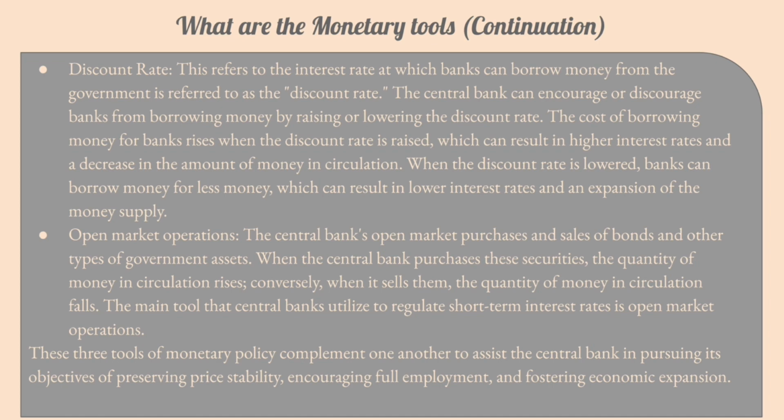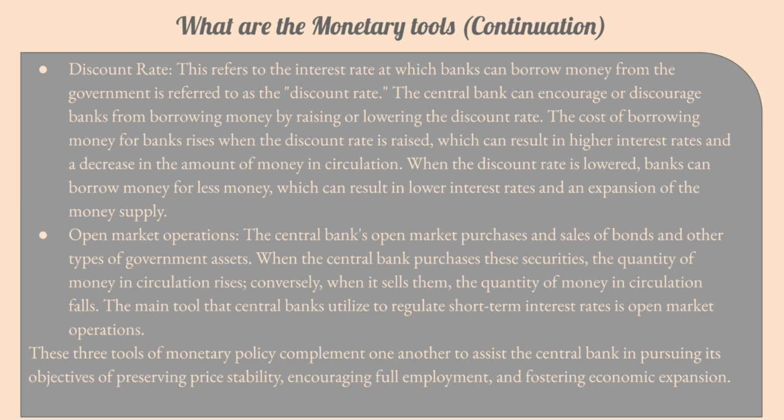Discount rate refers to the interest rate at which banks can borrow money from the government. The central bank can encourage or discourage banks from borrowing money by raising or lowering the discount rate. The cost of borrowing money for banks rises when the discount rate is raised, which can result in higher interest rates and a decrease in the amount of money in circulation. When the discount rate is lower, banks can borrow money for less, which can result in lower interest rates and an expansion of the money supply.